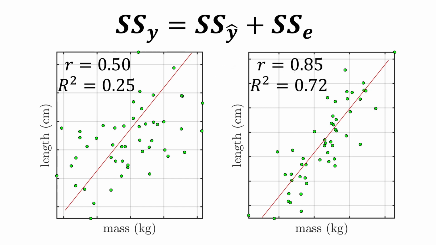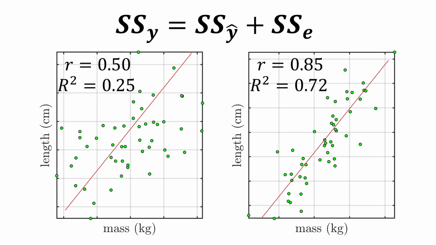So what does this mean? If we look on the left side, what this tells us is the total variation in these observations, in the y values. Of that total variation, 25% of it is systematic. It's going into the sum of squares of y hat. The remaining 75% is just due to random differences between individuals. That goes into the sum of squares of error.